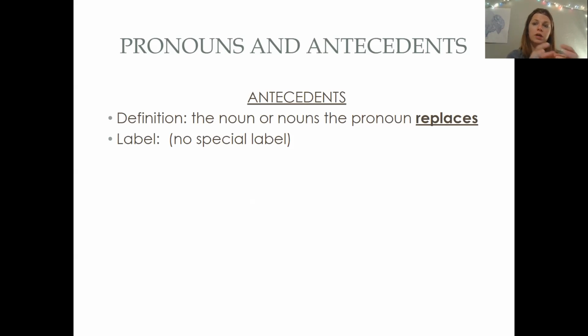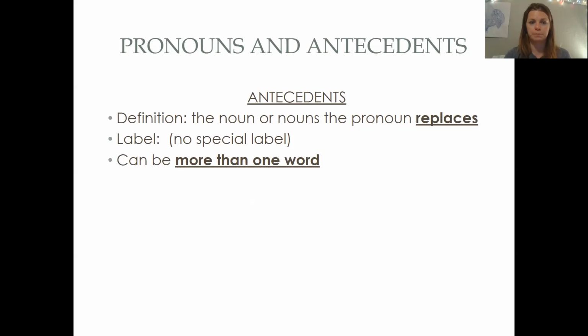They've given the word that they're going to say "she" for later. Because if you just have a random "she," you as the reader are like, who is this "she"? Who are you talking about? Because you didn't name that character to begin with. So antecedents are just to help your readers follow the story.